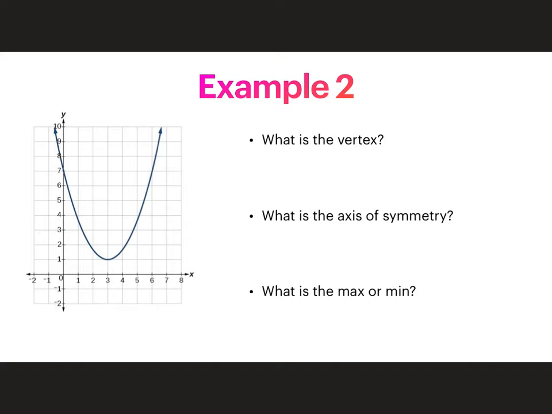We're doing the same thing. What's our vertex? 3, 1. So remember, the x comes first, then the x is which way we move to the left or right. So 3, 1. And what's our axis of symmetry? 3. X equals 3. Always need that x equals. And then do we have a maximum or minimum here? A minimum. And what's our minimum value? 1. Because our vertex is at the lowest point.